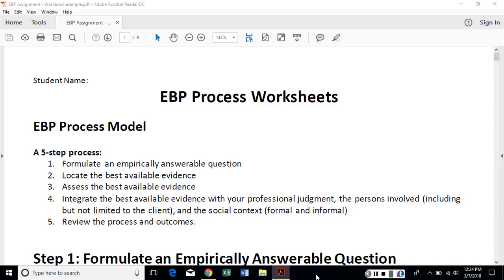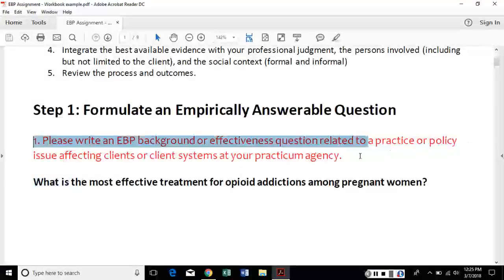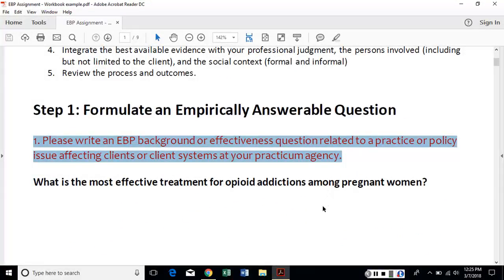The important thing to keep in mind when you are looking at the evidence-based practice workbook assignment, it's in Blackboard under the assignment descriptions folder, so find the EBP Workbook assignment. This is the blank copy that you will be filling in. Essentially, when you're walking through this, everything in red, such as here, is what you need to be completing.